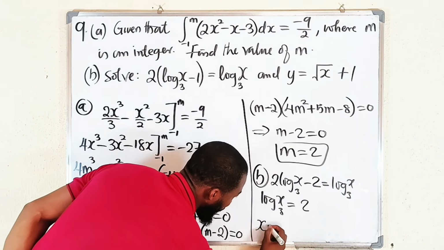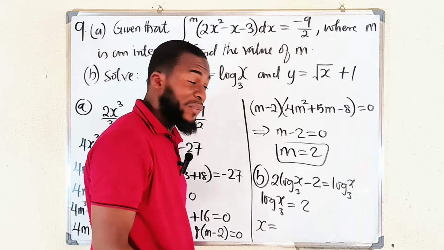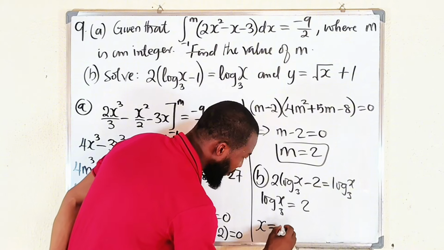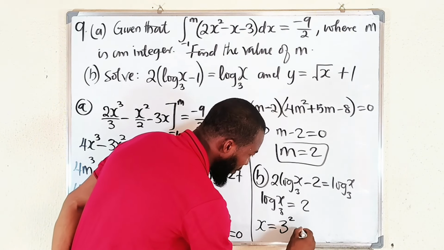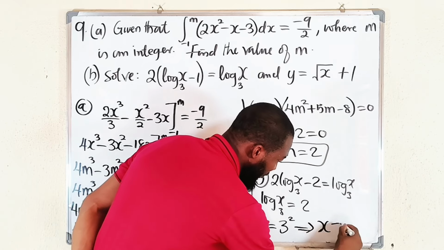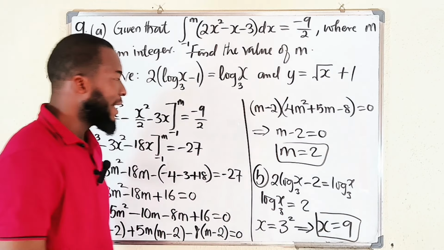And the value of x will be what? 3 to the power of 2 according to the definition of logarithm. 3 to the power of 2 is 9. Should I write it directly? Okay, let me just write 3 to the power of 2, which implies that x is equal to 9. So we have obtained the value of x.